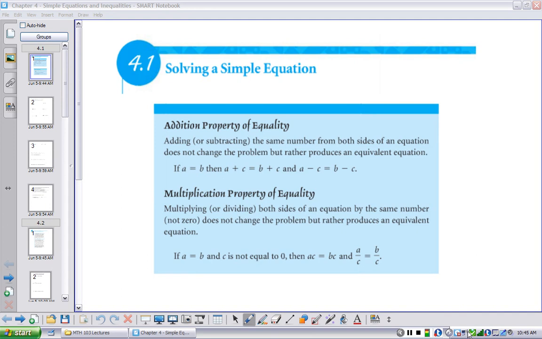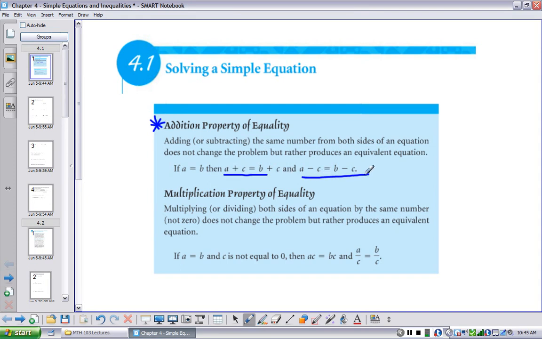Now we have a couple properties that will help us in solving simple equations. One is called the addition property of equality. And basically what that says is that if I have something that I know is equal, then I can add the same quantity to both sides. And this also works for subtraction, because subtraction is nothing but adding a negative number. So you can add the same quantity to both sides, or you can subtract the same quantity from both sides. Both of those are under the addition property of equality.